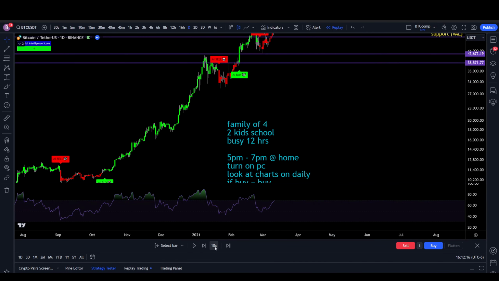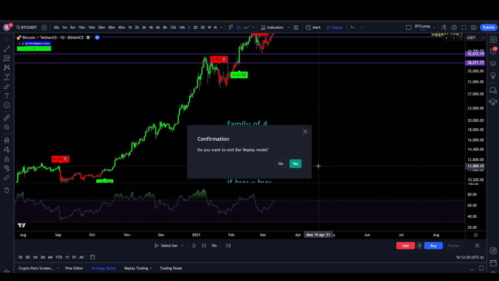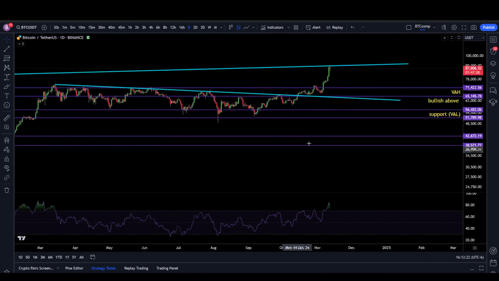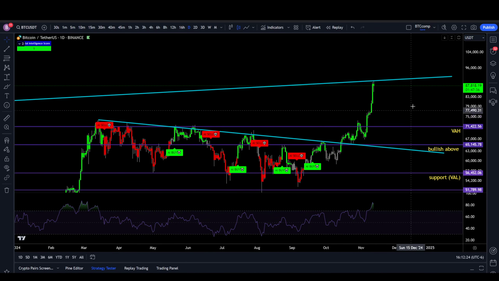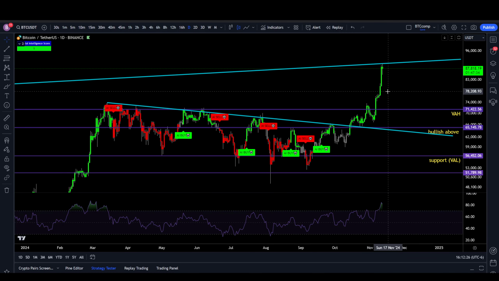Actually, let me go ahead and get rid of this because we've looked at it enough. How do I get out of this again? There we go. So we don't have a current sell signal here just yet. It could be printing one soon. I don't know if it's going to reject here or not. It could.